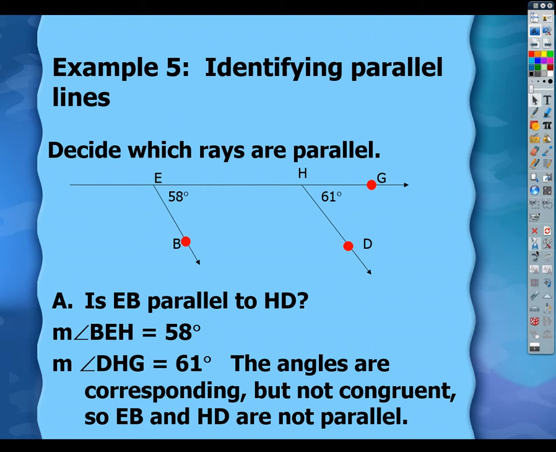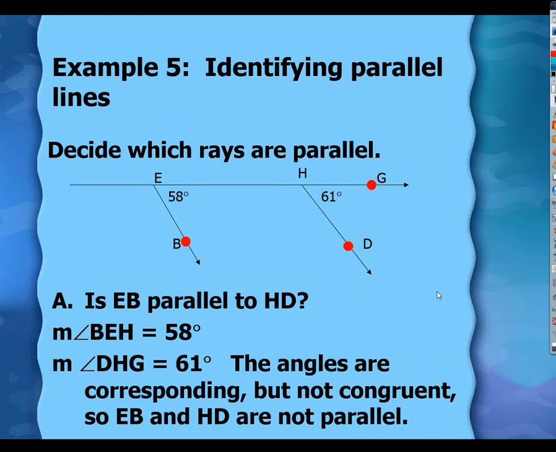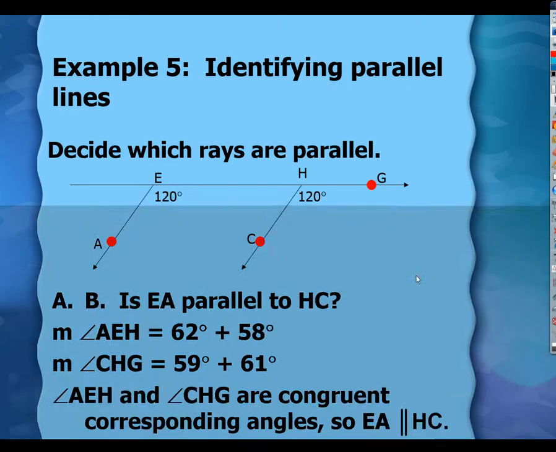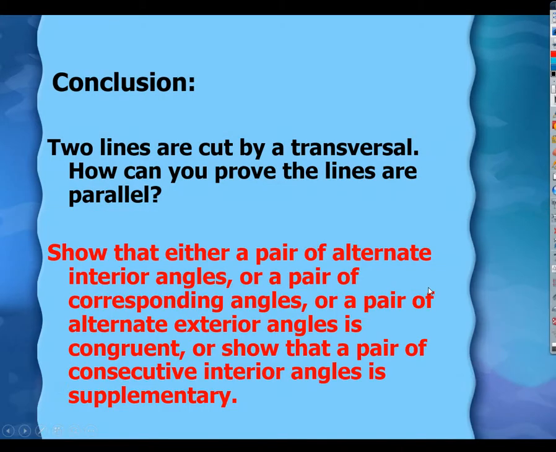So those are not. 58 and 61, the angles are corresponding, but they're not congruent. So EB and HD were not parallel, but those were, right? Because 62 plus 58 equals 59 plus 61. All right, so how can we show that two lines are parallel? We could use any of these resources. Alternate interior angles, corresponding angles, or alternate exterior angles could all be congruent, or consecutive interiors could be supplementary, right? Any of those relationships prove the lines are parallel.